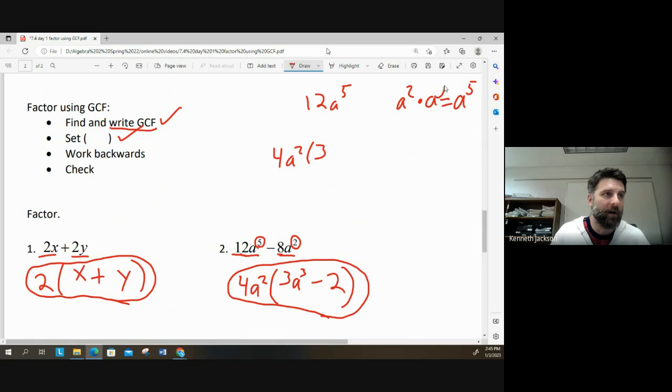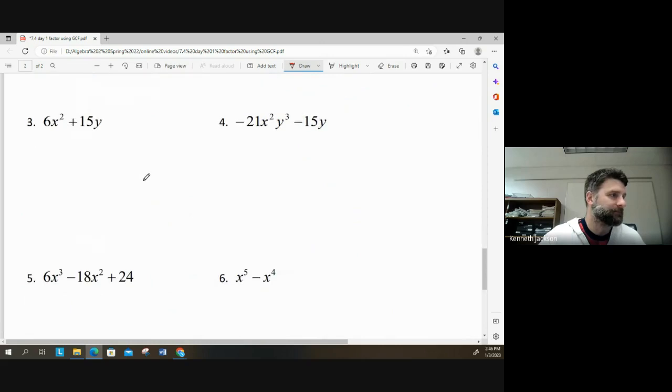I need to figure out what exponent I need, and I'm getting these exponents from a to the 5th. That's in the problem. A squared, that's my GCF. And a squared times a to the 3rd would give me a to the 5th. So I know it's 3a to the 3rd. I got a couple more for us.